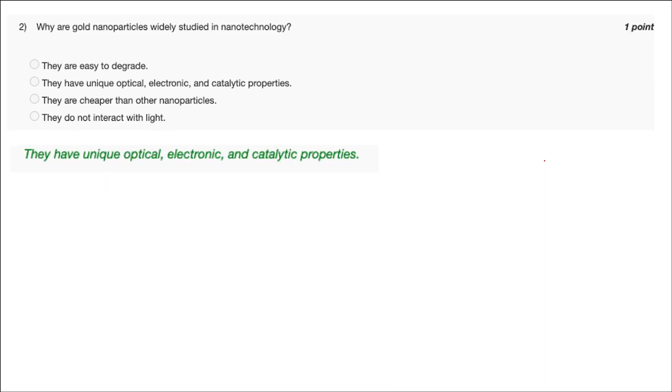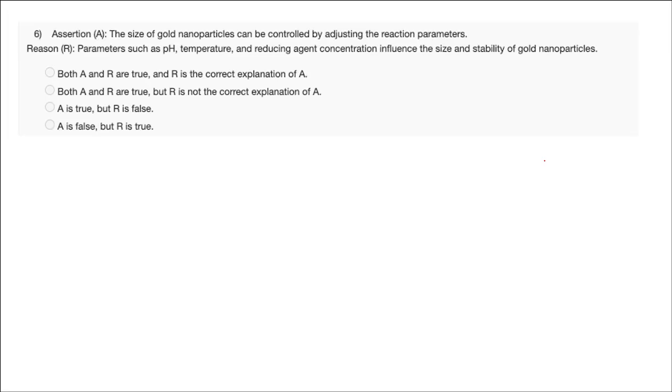So yes, the correct option is they have unique optical, electronic, and catalytic properties, because as we know, these are noble, like gold nanoparticles. They are not easy to degrade. Also they are not cheaper, because we are talking about gold. And this is also wrong, they do not interact with light, because we just studied the surface plasmon resonance property. When we study it, we'll see it very effectively interacts with light. So the correct one is they have unique optical, electronic, and catalytic properties. Now try attempting this one.